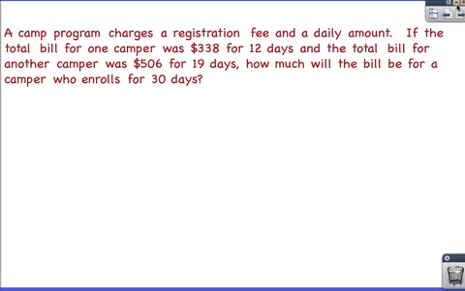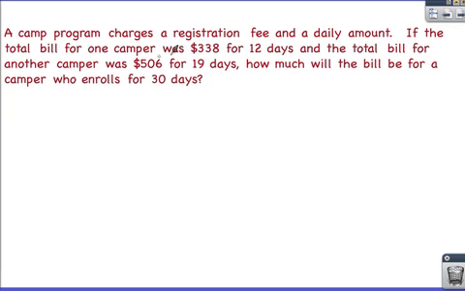Well, first of all, because the camp charges a registration fee and a daily amount, we know that this is going to be linear, because the registration fee would be like the y-intercept, and the daily amount is your rate of change, or how much you pay per day. Now, the information provided in this question is actually 2 points, so we can use those 2 points to write an equation of the line.